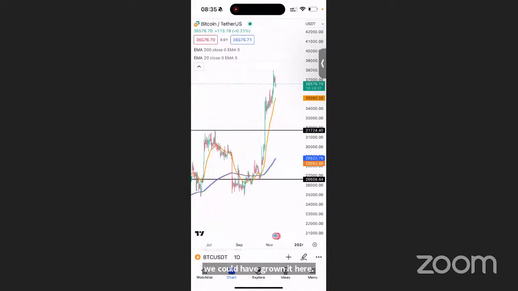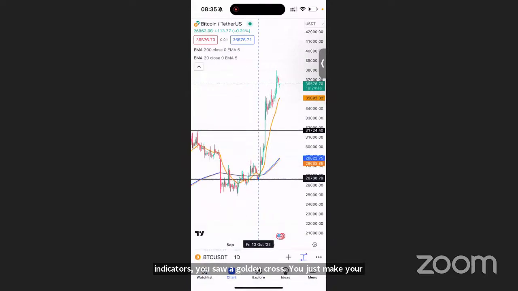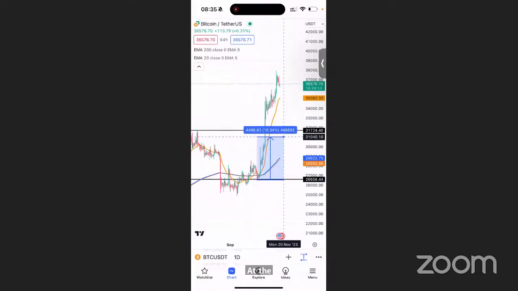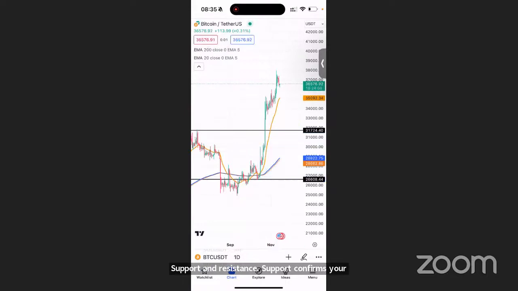Imagine you saw your support, then you added these two indicators, you saw a golden cross. You would just make your entry and plan your exit at the resistance. It was one of the highest, and Bitcoin would have given you 19%. Support and resistance. Support confirms your entry, resistance confirms your exit. Those who were asking me when you enter, when you exit, the indicator just confirms the direction of the market.